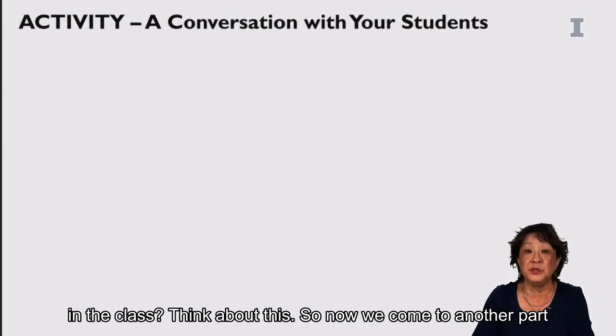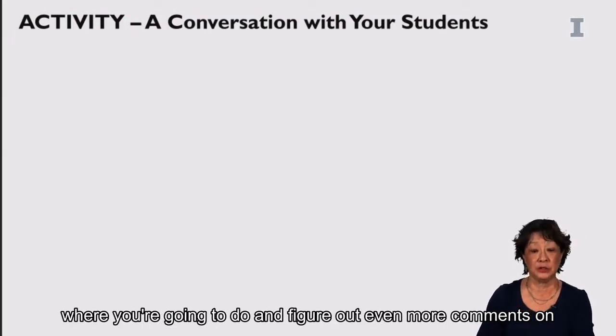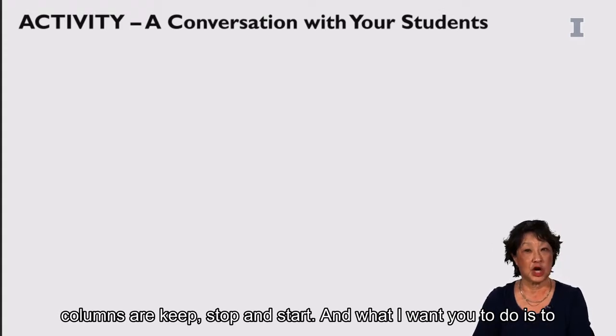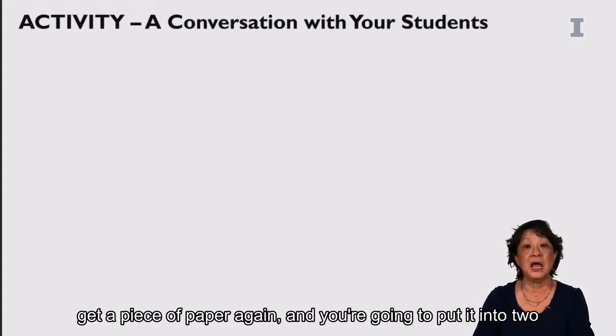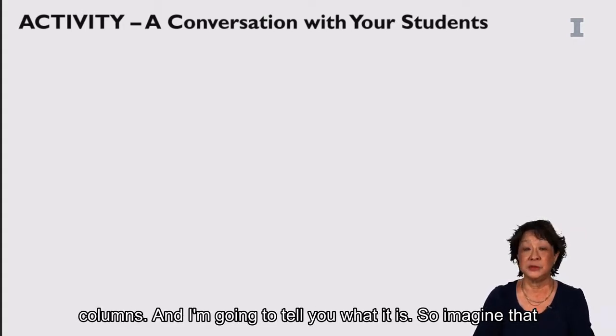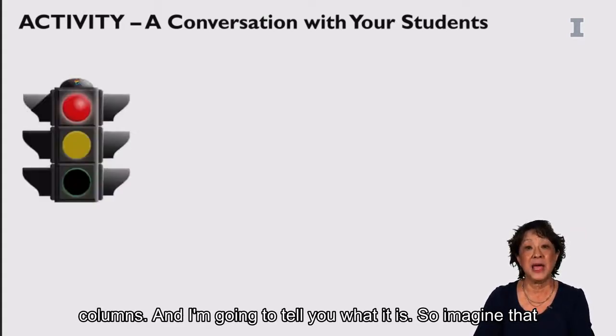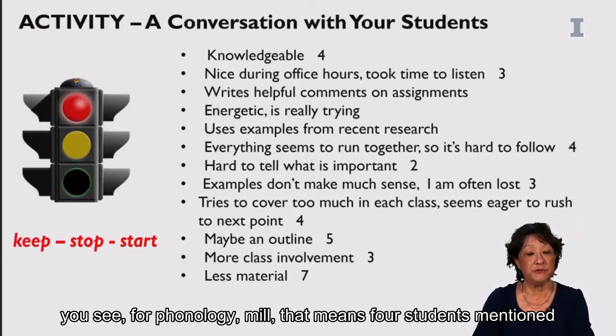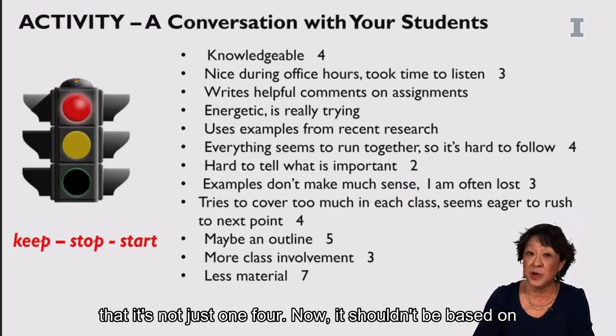So now we come to another part where you're going to figure out even more comments, and I'm going to give you an example. So remember, the columns are keep, stop, and start. And what I want you to do is to get a piece of paper again, and you're going to put it into 2 columns, and I'm going to tell you what it is. So imagine that these are the feedback from the sample group of students. And if you see 4 for knowledge, that means 4 students mention that. It's not just 1, 4.